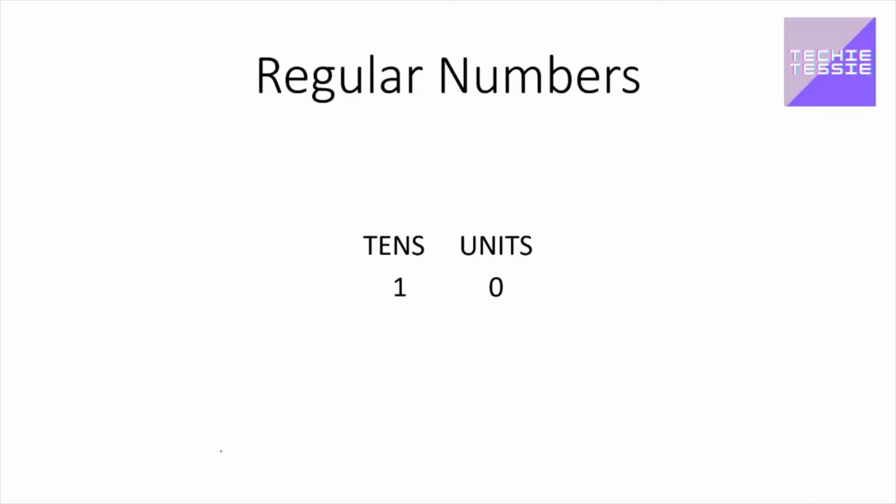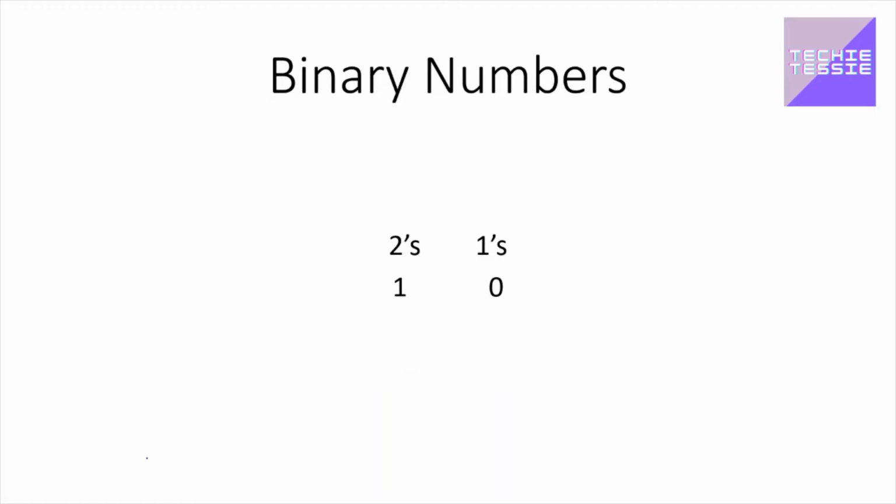Let's take a look at how regular numbers are calculated first. Take the number 10. We have a 1 in the tens column and a 0 in the units column. Hence why we call this number 10. A similar structure is followed when calculating binary numbers, but instead of going up in powers of 10, we go up in powers of 2. So if we take the number 10 again, we have a 1 in the 2's column and a 0 in the 1's column. This means we have the number 2.